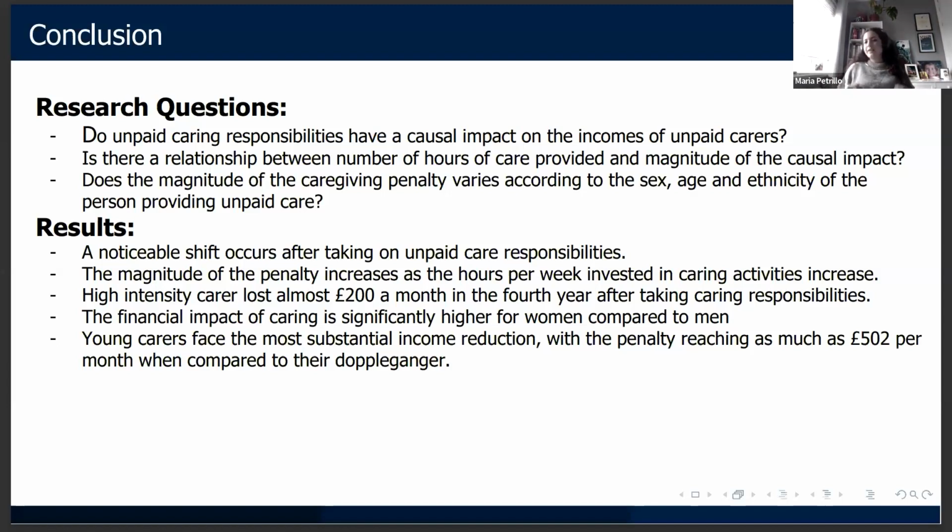The third question is, what about the heterogeneity? Does the income penalty vary according to sex, age, ethnicity? Well, yes, the financial impact of caring is higher for women than for men, and young carers do face the most substantial income reduction, with a penalty reaching as much as £502 per month when compared to their doppelganger.